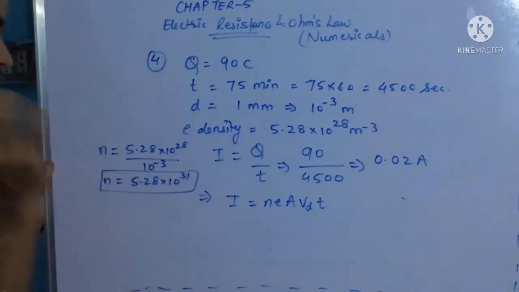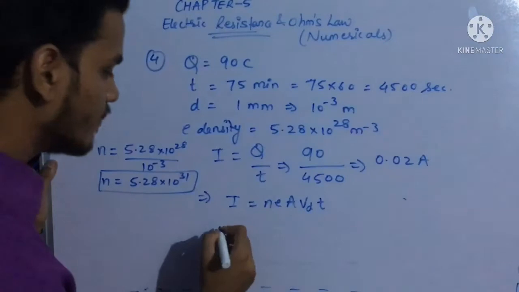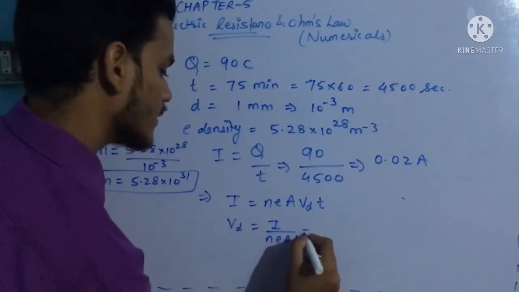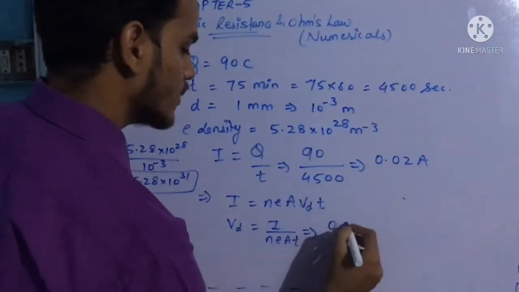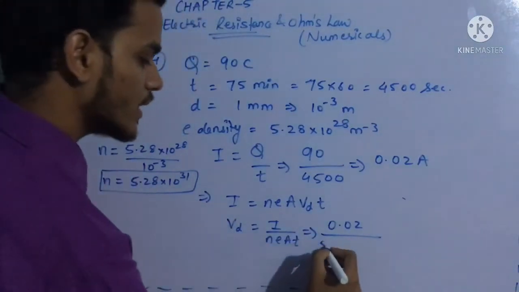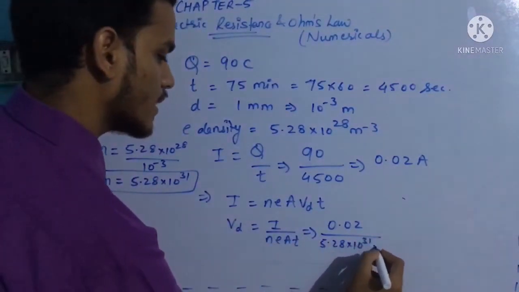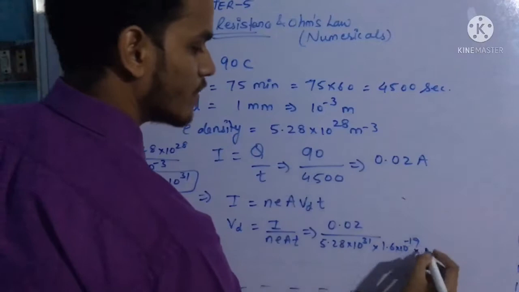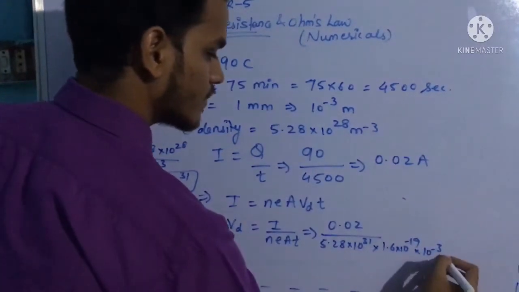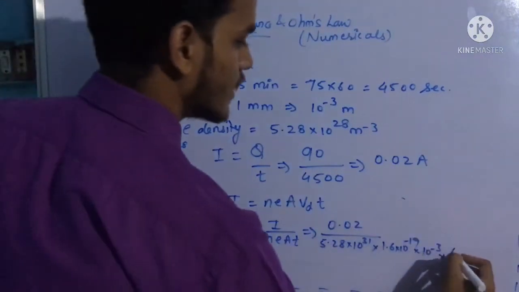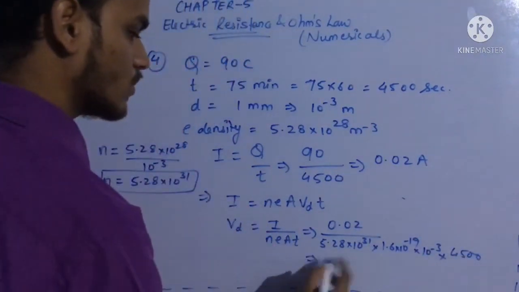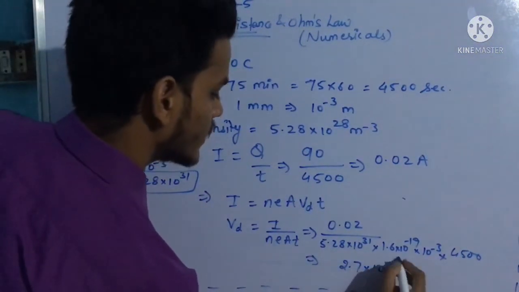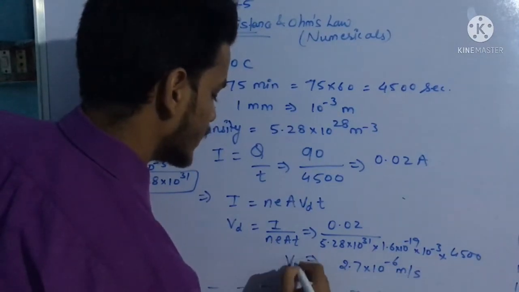So this is N. Now putting all the values here, we get Vd is equal to I upon NeAT. What is I here? I we got as 0.02, N is 5.28 into 10 to the power 31, e is 1.6 into 10 to the power minus 19 coulomb, A is 10 to the power minus 3, and T is the time, which is 4500. So on solving all this, we got the answer 2.7 into 10 to the power minus 6 meter per second, which is the drift velocity.